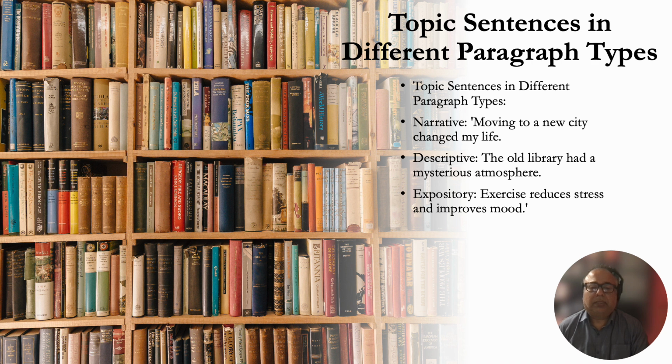Descriptive. Let's say you are describing your hometown, or even better, your house or a park where you used to play with your friends. You will need descriptive adjectives. The old library had a mysterious atmosphere. That's a topic sentence for a descriptive paragraph. Or expository paragraph. Exercise reduces stress and improves mood.